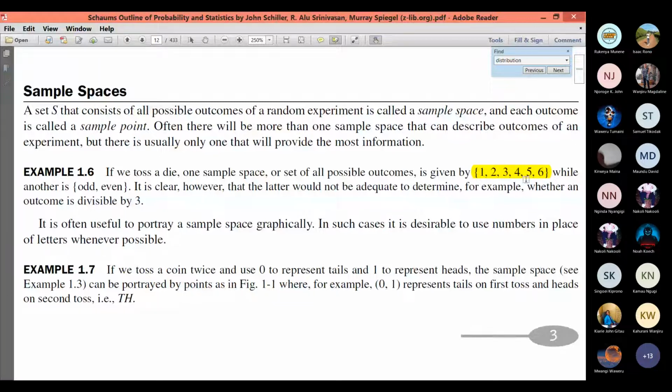Yeah. Sometimes you may also have, maybe when you're performing an experiment like that of tossing a die, you, yes. Somebody else asking a question.